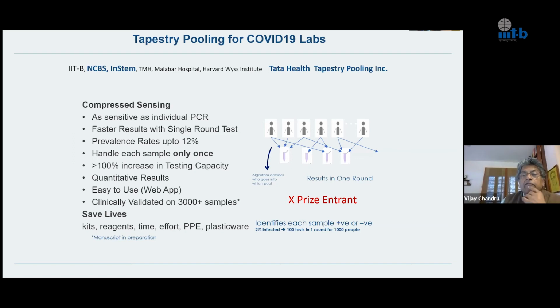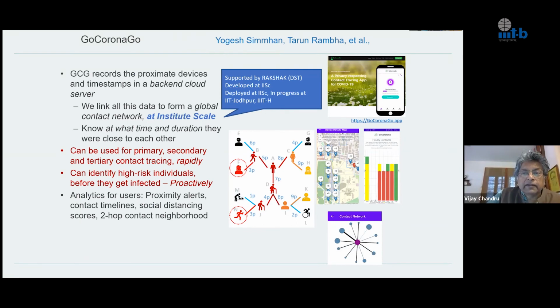So this has all been now validated with Tata Memorial Hospital, Malabar Hospital, and others. And I think the papers have now gone to ICMR for approval, but it's a very clever idea that actually brings together some nice mathematics, some computer science, and coding theory type of use of methodologies. This is called compressed sensing, right? And group testing, and this is one result that has come out.